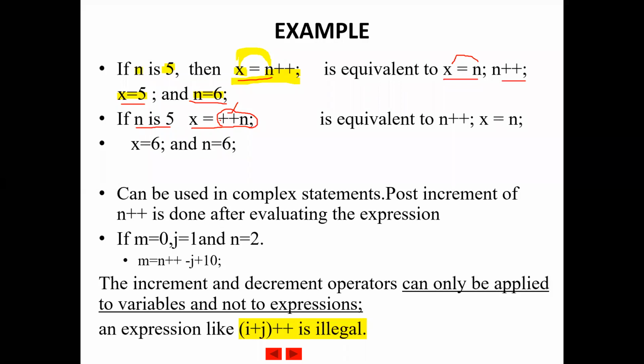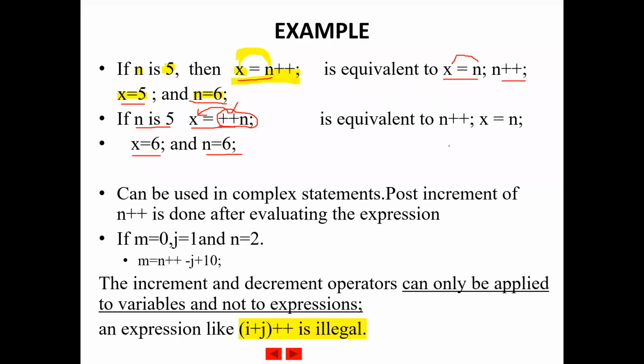N is 5. So if you give the prefix increment operator, n will be first incremented. That means it will be 6. And then it will be assigned to the variable called x. Got it? So after execution, when we are using a prefix increment operator, x value will be 6, n value will be 6. Understood?